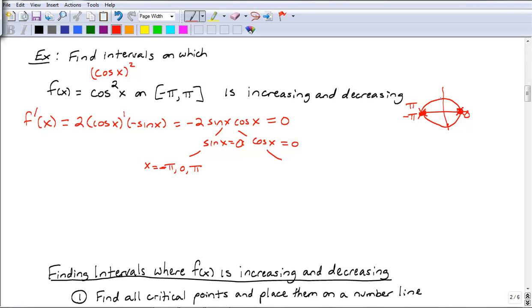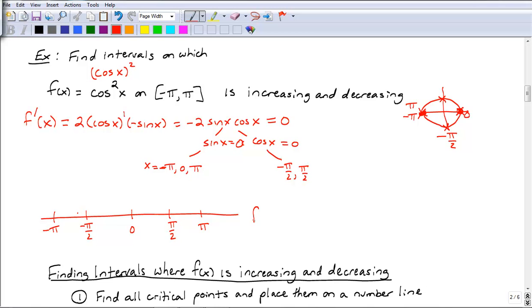Where does the cosine of x equal 0? Here and here. Well, this is 3 pi over 2, but I've got to think about this as negative pi. If that's negative pi, then that's half a negative pi, negative pi over 2, and pi over 2. Those are my critical points. So I put them on a number line: negative pi, negative pi over 2, 0, pi over 2, and pi.